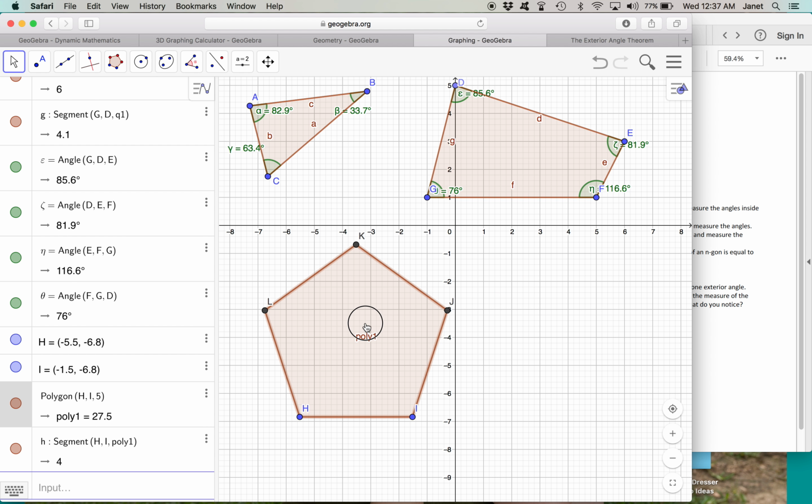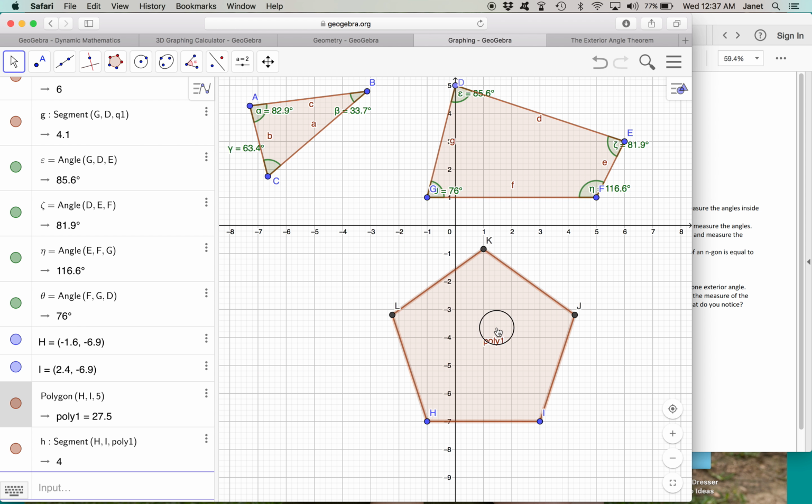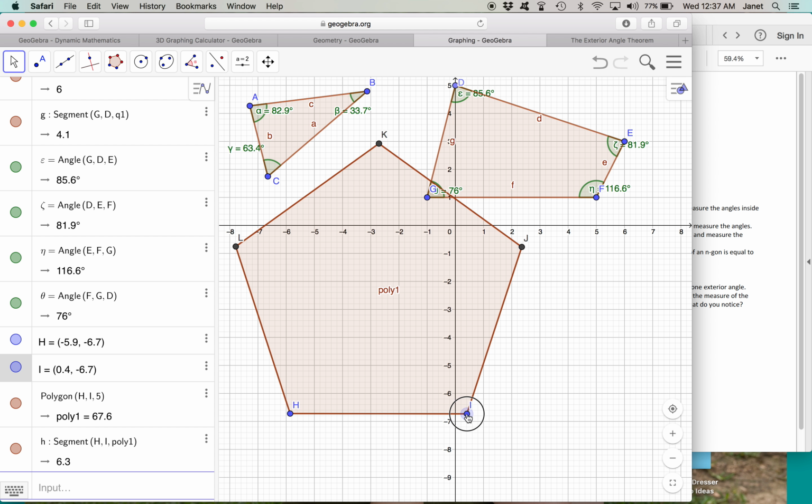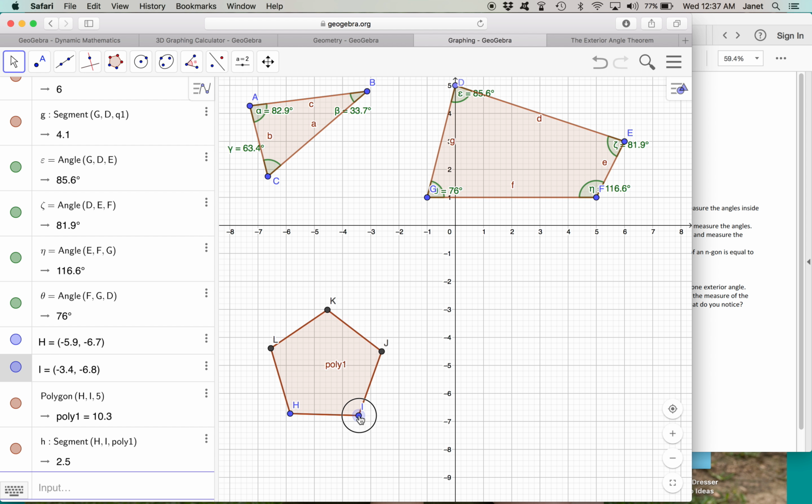So notice that the points are changing whenever I move it, but the sides are not changing. It's because it's a regular polygon. We set the sides, and if I want to increase the sides, it increases all of them because it's a regular pentagon, hexagon, quadrilateral tool. So now what we're going to do is measure all of these interior angles, same way that you did the triangle.